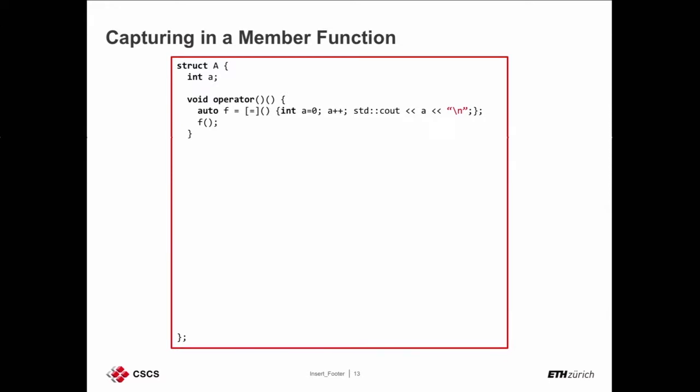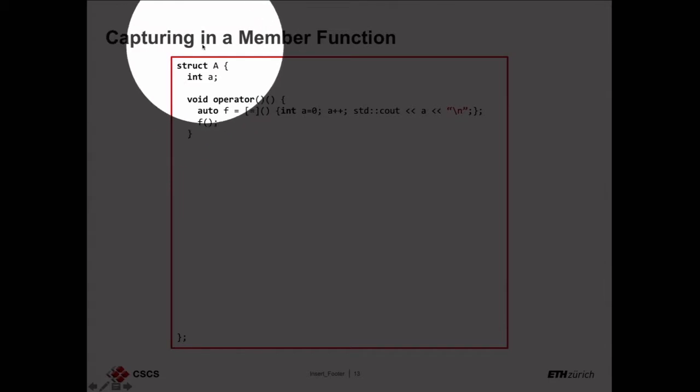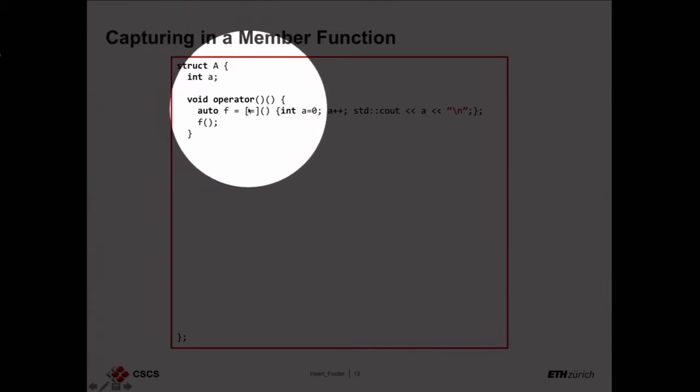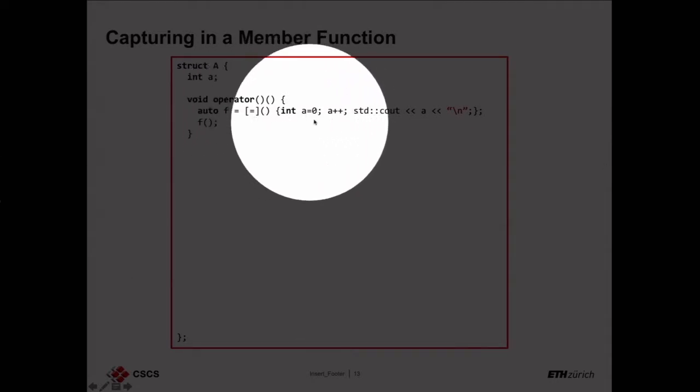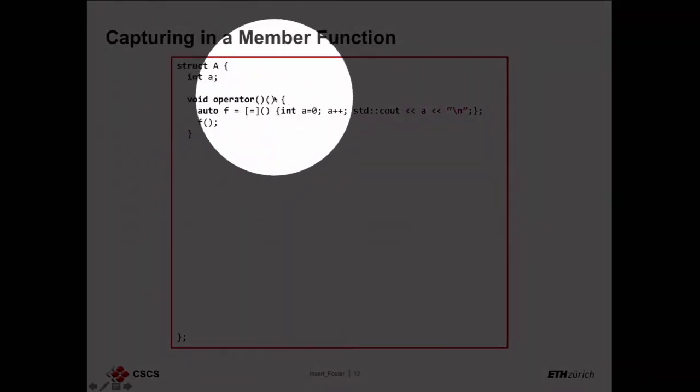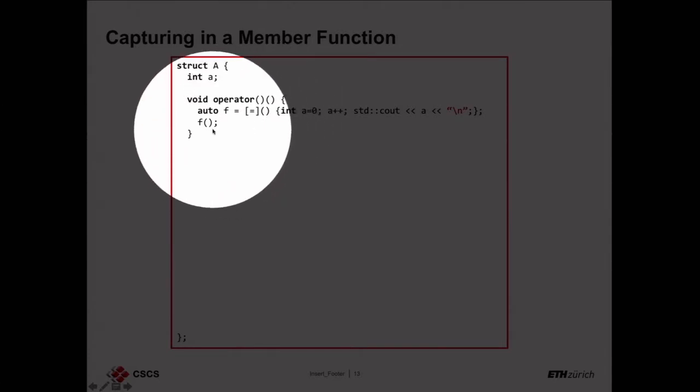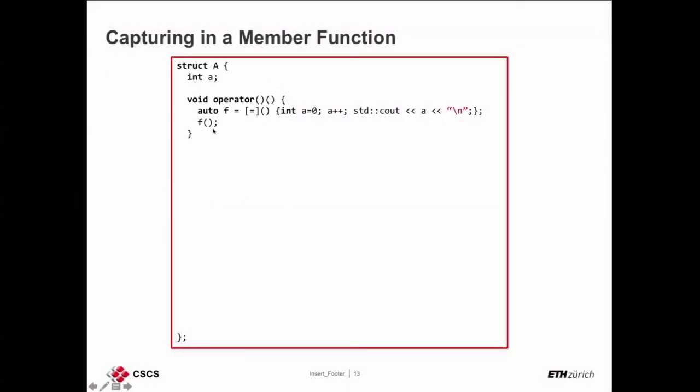You might put lambdas inside member functions. You may actually return lambdas from member functions. And in this case, what happens is a little bit less clear. I have my class A with a data member A, and then I have a lambda which captures everything by value, and inside I define another variable A, set it to 0, do A++, and then I output A. And then I call my lambda. Interesting, this does exactly what you want. It prints 1.